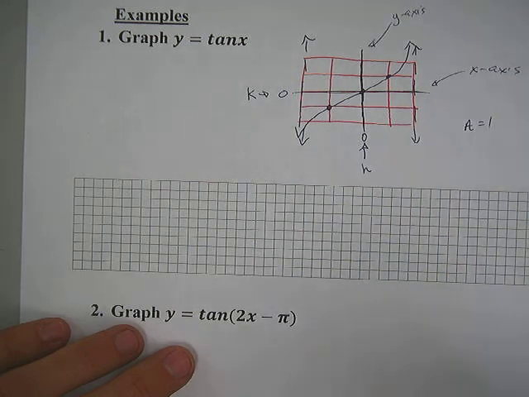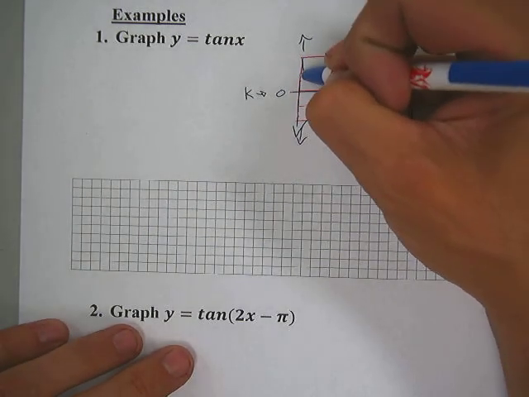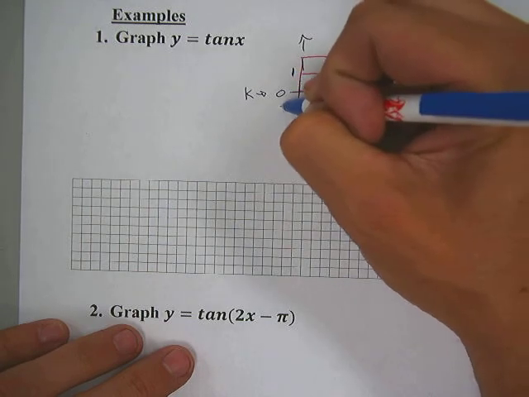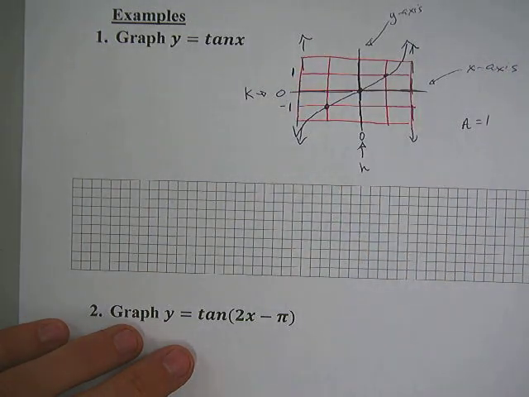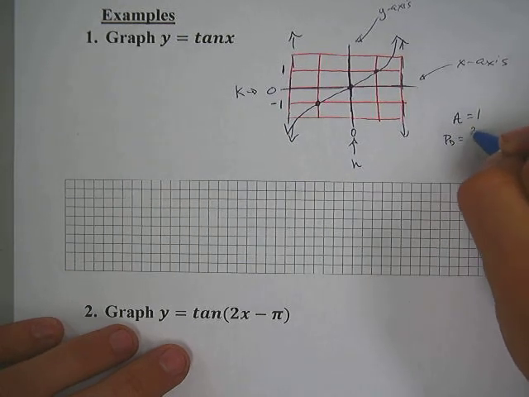Okay, next thing, let's talk about our A value. Our A value in this case is 1, so our amplitude is 1. So, just like before, I'm not going to go all the way to here, I'm just going to go to here. So this would be 1, and this would be negative 1.